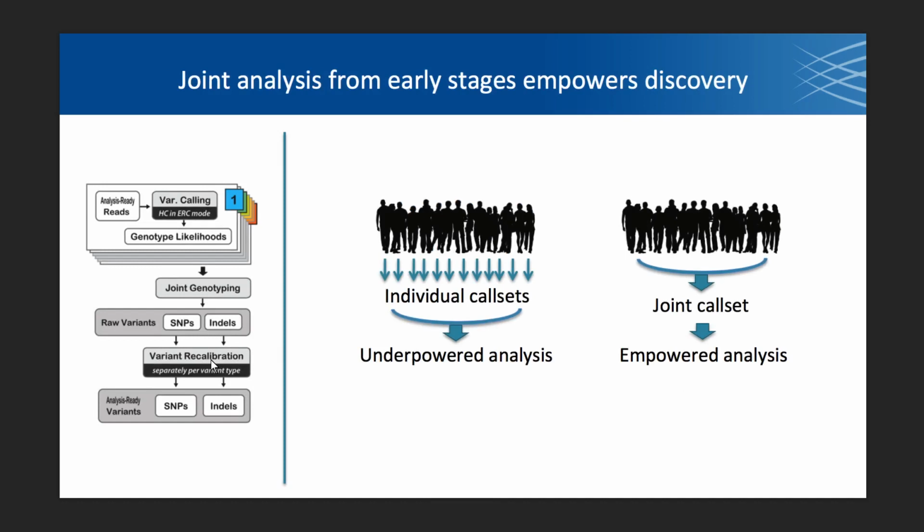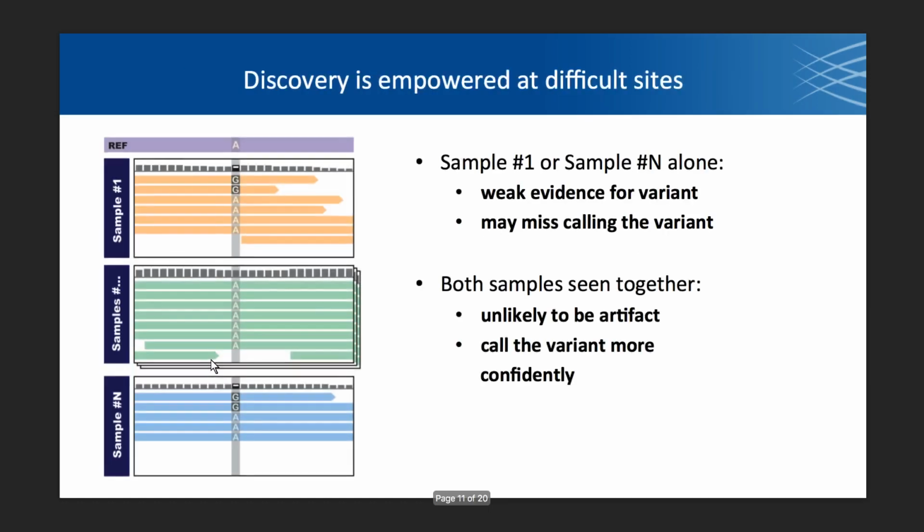So there are two ways that you could do variant calling on multiple people. You could call them all separately and then effectively just staple the calls together. But in that case, you'll actually find that you have an underpowered analysis compared to our preferred way of what we call joint calling across all the samples. So joint calling is going to improve your variant discovery for low coverage sites.